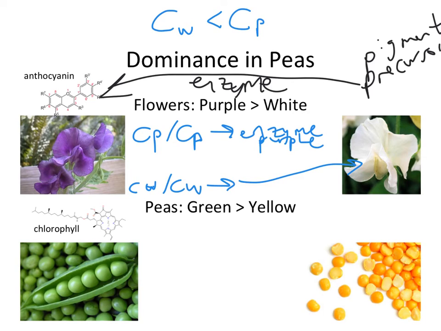What's the critical question? What have we not talked about yet? What's the heterozygote? How does the heterozygote cell function? What happens inside the cell? What does the CW allele produce? A broken enzyme that doesn't do this conversion. The CP allele produces enzyme that converts the white precursor to anthocyanin.